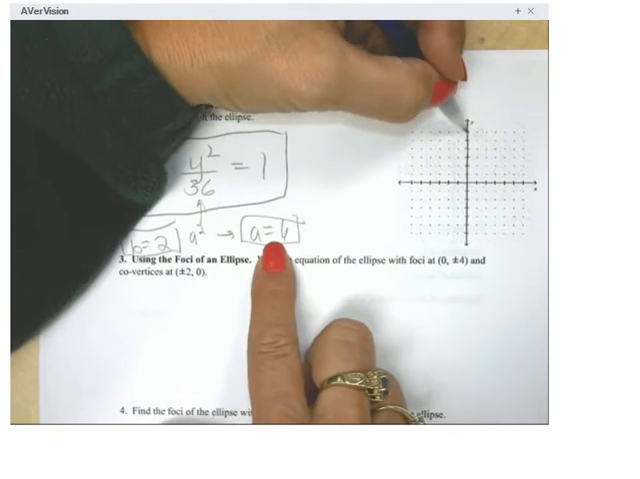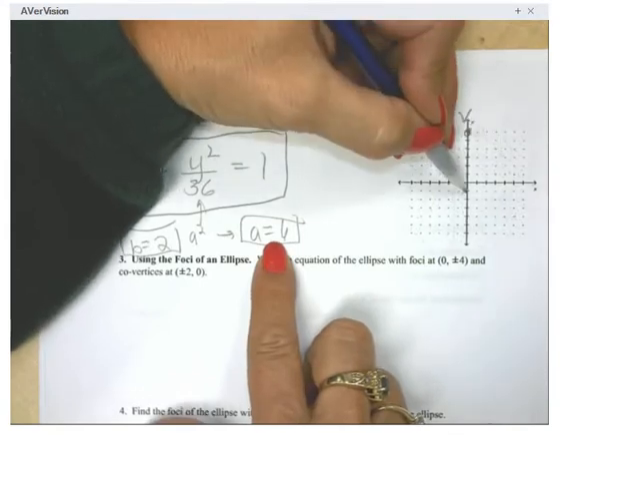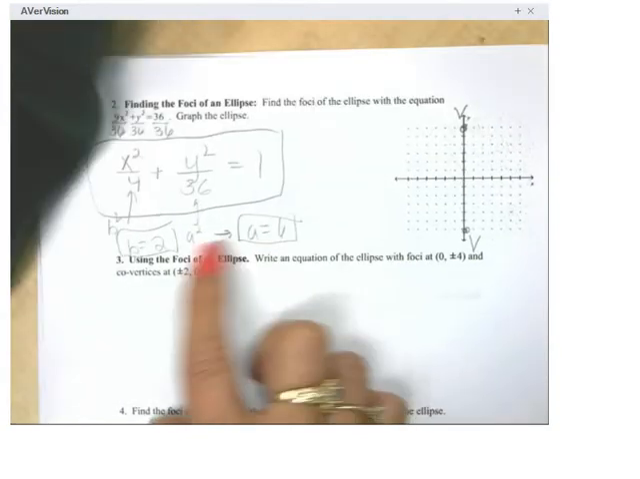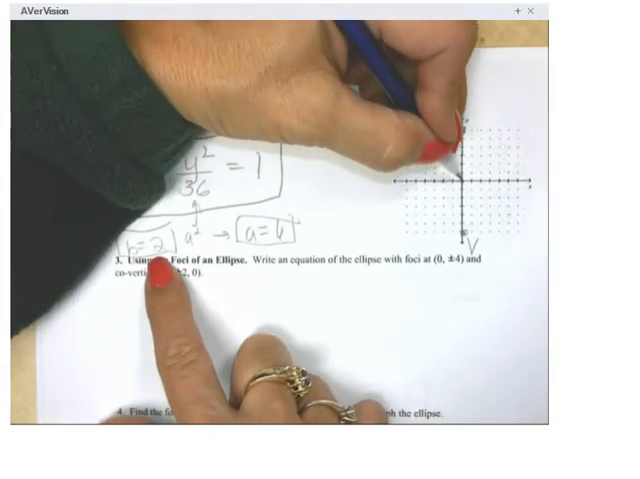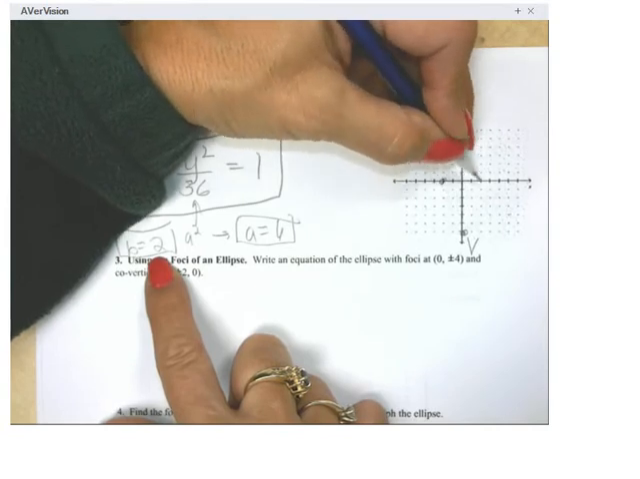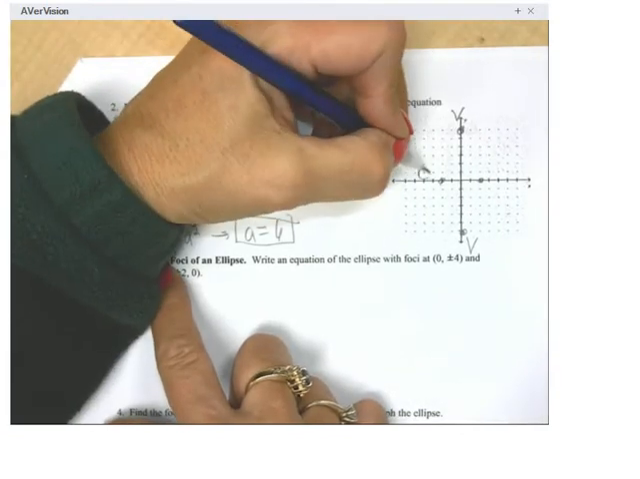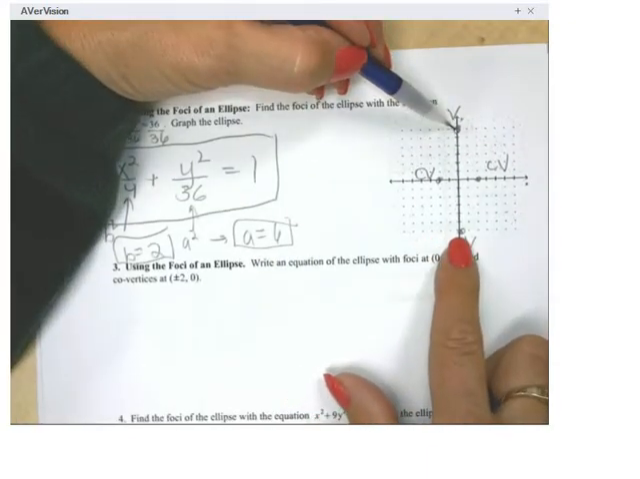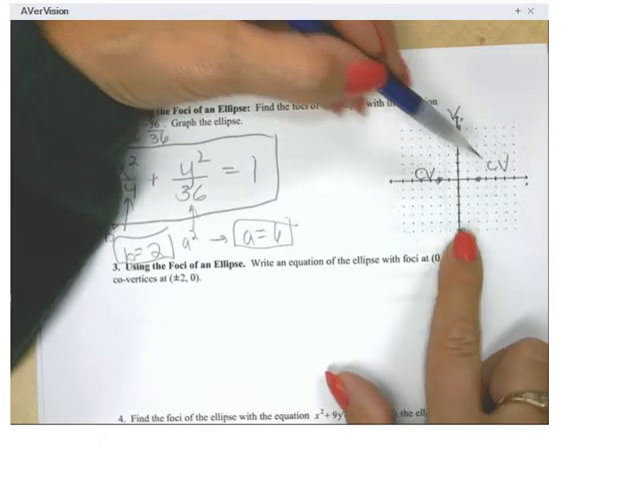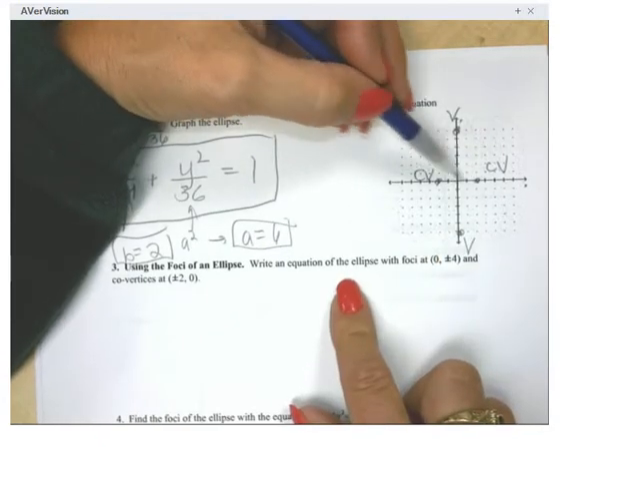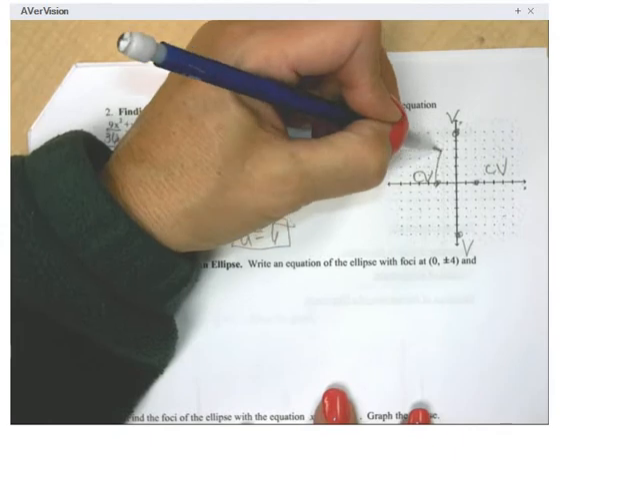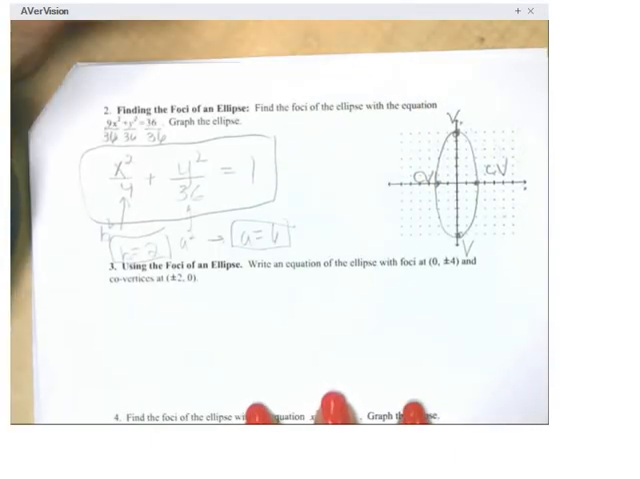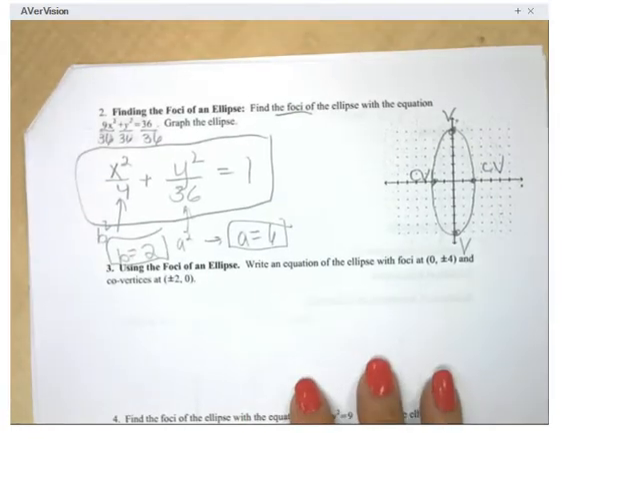I know it is long in the y direction, and I know a is 6, so I need to count up 6. 1, 2, 3, 4, 5, 6. There is a vertex. Count down 1, 2, 3, 4, 5, 6. There's another vertex. Now I need to go left from center 2 and right from center 2. These are co-vertices. I can see that the major axis is 12 units long if I were asked that question. The minor axis is 4 units long. So kind of eyeballing this in.